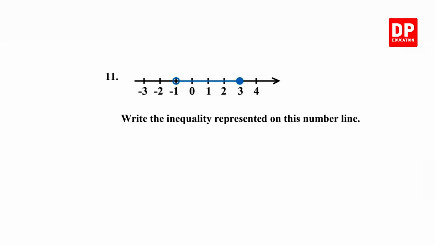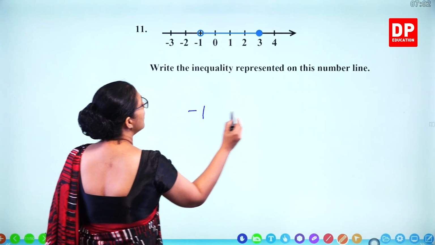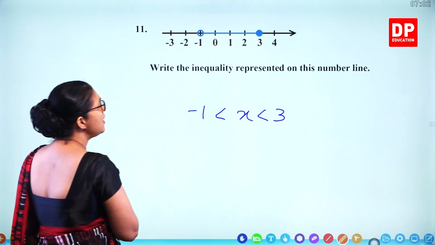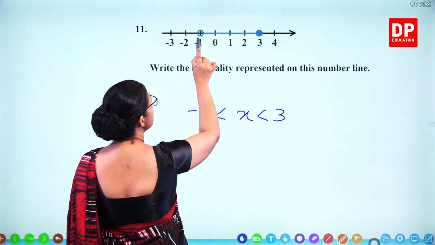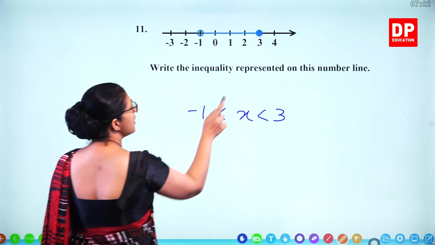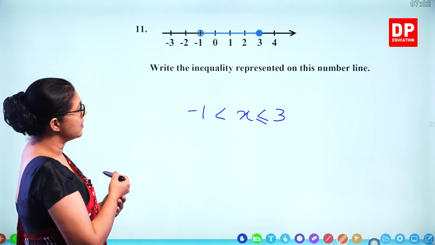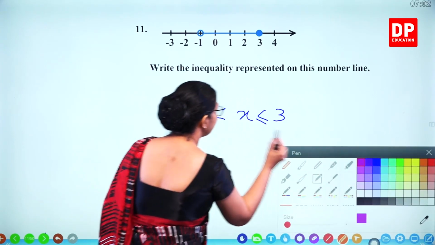Question number 11. Write the inequality represented on this number line. So the numbers in between -1 and 3. So you write like this. Numbers in between -1 and 3. But this is an open circle, so -1 is not included. But this is a solid one. 3 is included. So you have to write like this. So you get 2 marks.